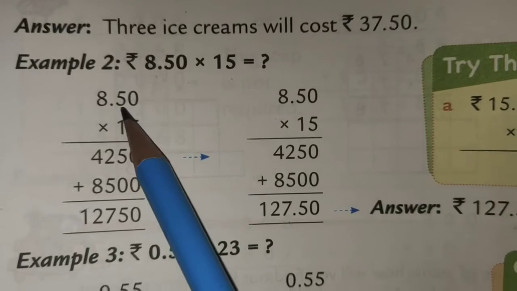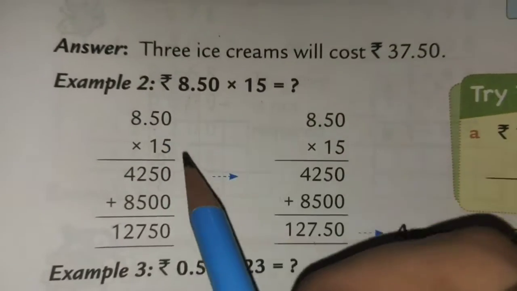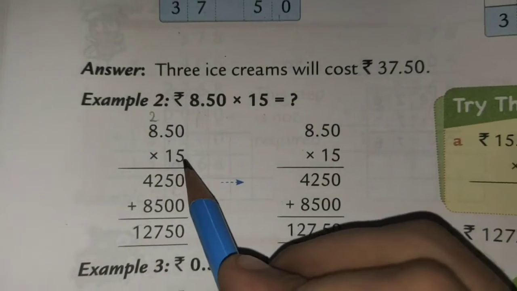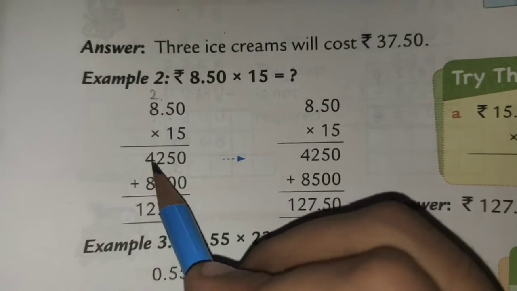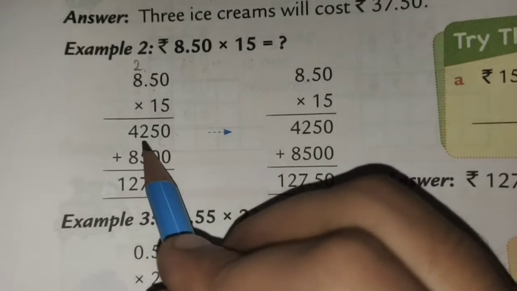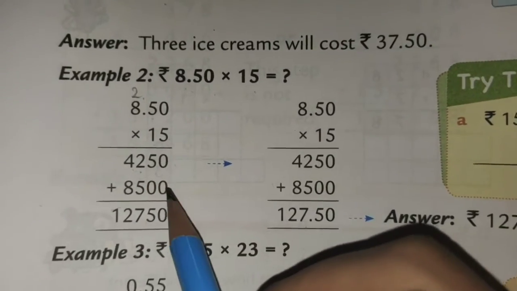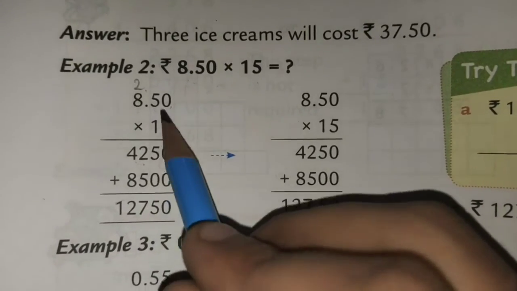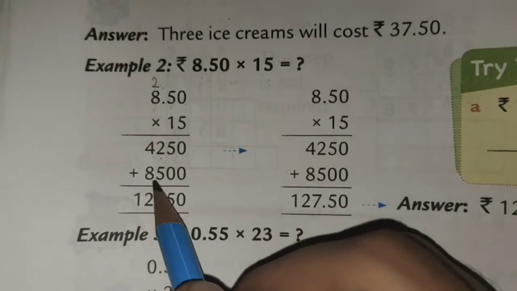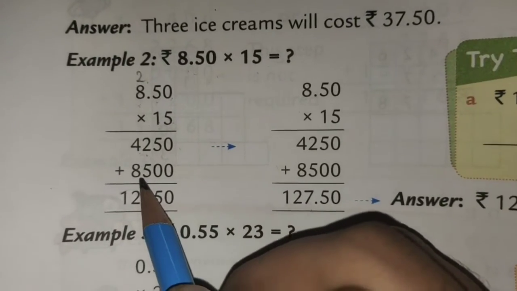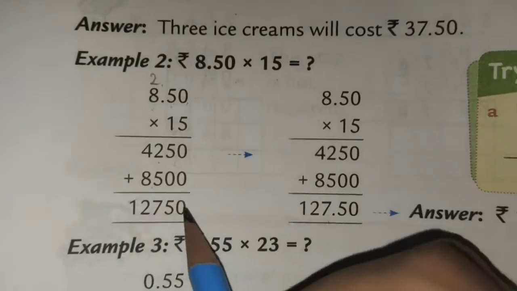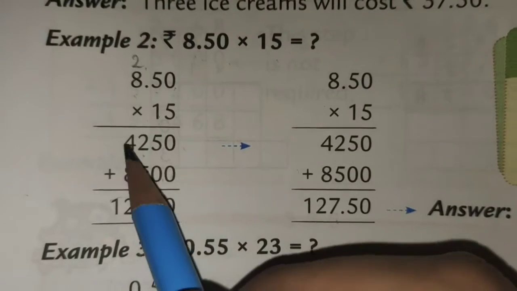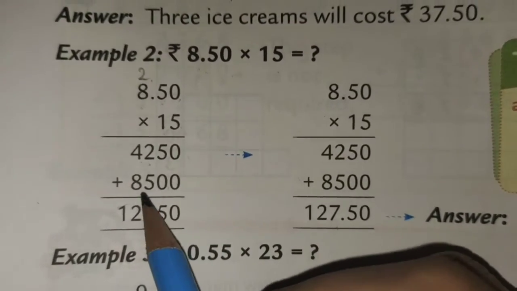Now see, 850 times 5: 5 5s are 25. So 5 will be here and 2 will be written on the top. Now 5 8s are 40. 40 plus 2 is 42. Now before starting the second number we have to put a 0. Then 1 zeros are 0, 1 5s are 5, 1 8s are 8. Now after that what do you have to do? You have to add these numbers. So 0 plus 0 is 0, 5 plus 0 is 5, 2 plus 5 is 7, 4 plus 8 is 12.